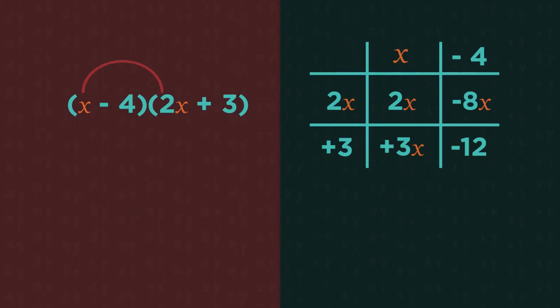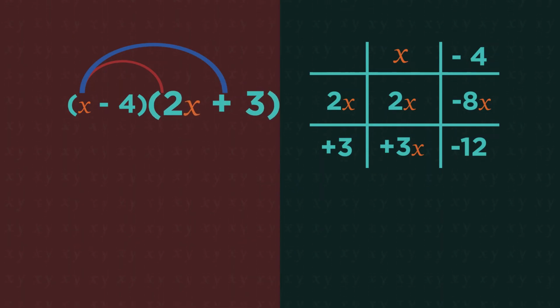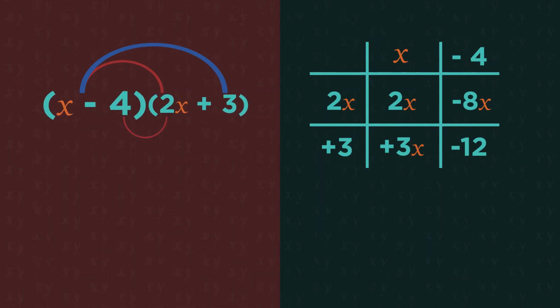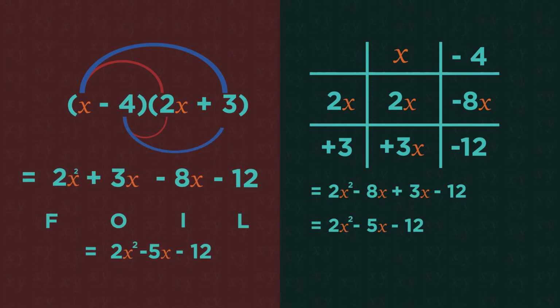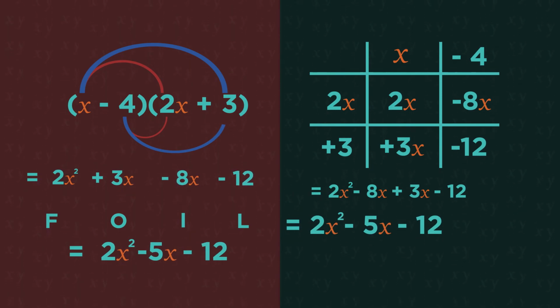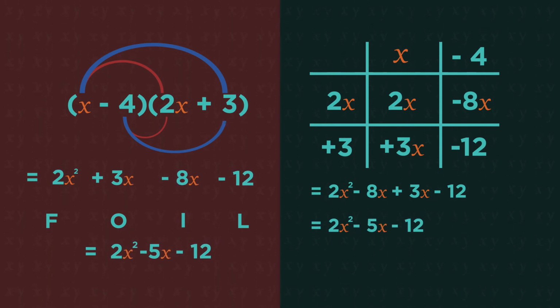So there we have expanding double brackets and even triple brackets. We just need to remember to multiply everything in the second bracket by everything in the first bracket so that we end up with 4 terms. And then we simplify it. In this video, I showed you 2 different methods, so you choose which one you prefer.